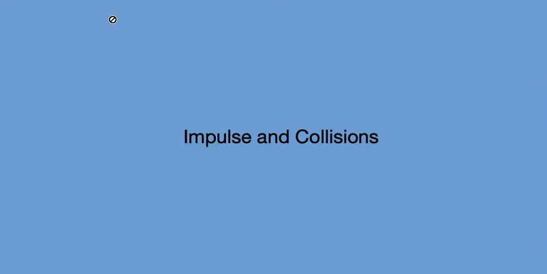Okay, today we're going to be looking at something called impulse and collisions. When we've been looking at collisions lately, an area which we've not considered is what happens when two objects are actually in contact with each other. So if we had a ball and a bat, at the moment where the ball is in contact with the bat, what is actually happening?